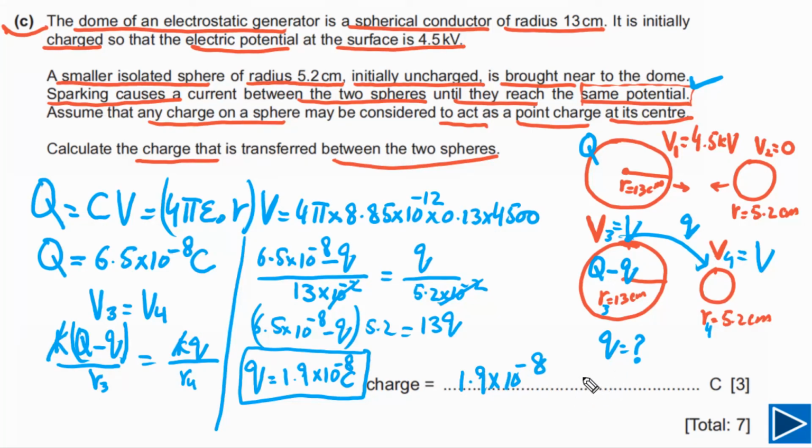And this question has 3 marks. The first mark you will get if you have got the right value of capital Q. So this is C mark. You will get 1 C mark. And the second mark you will get if you have written this formula. So you will get the second C mark. And the last mark is answer mark. If you have got the right answer, you will get the last mark. So this is how we can approach this type of problems.